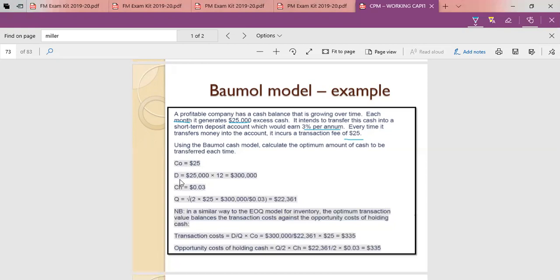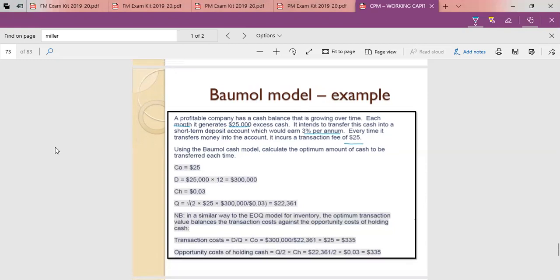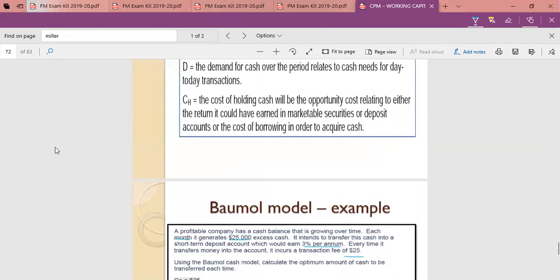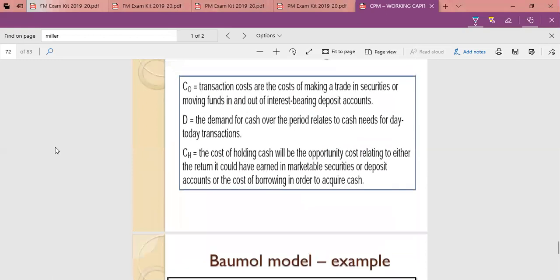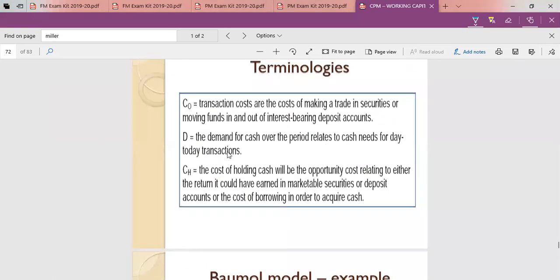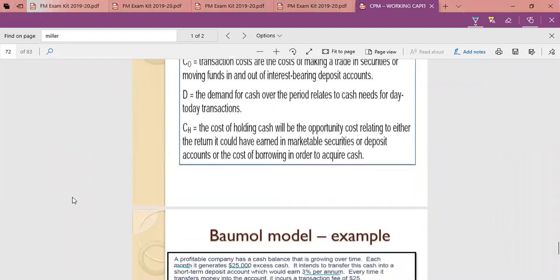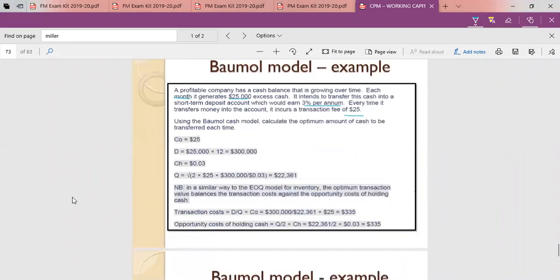The cash requirement is 25,000 into 12. So D is equal to, what is D? D says the demand for cash over the period relates to cash needs for day-to-day transactions. So how much per month they have identified it to be as 25,000, so 25,000 into 12, 300,000.